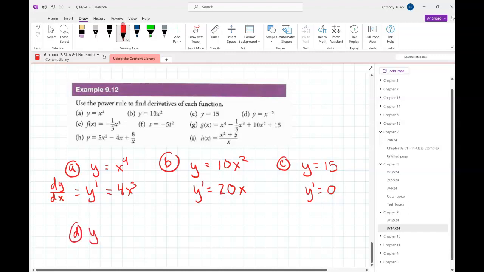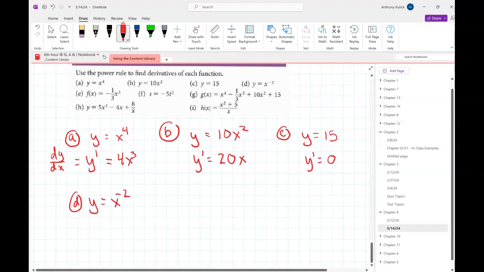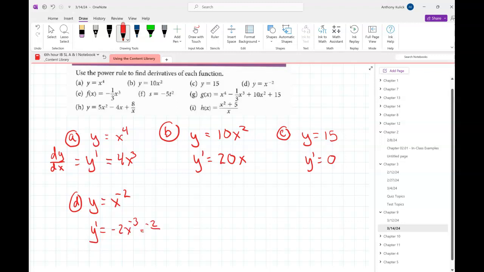D. What should I write here? Great. Or you could write it as -2 over x cubed. That would be fine also if you wanted to not have a negative exponent, but the negative exponent is fine, not wrong.